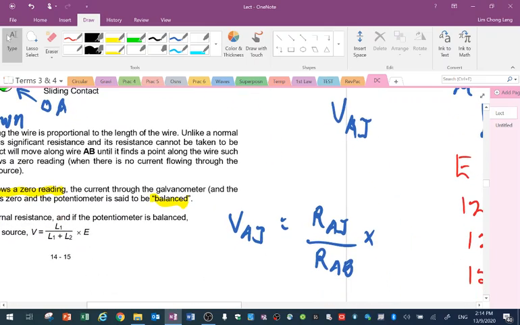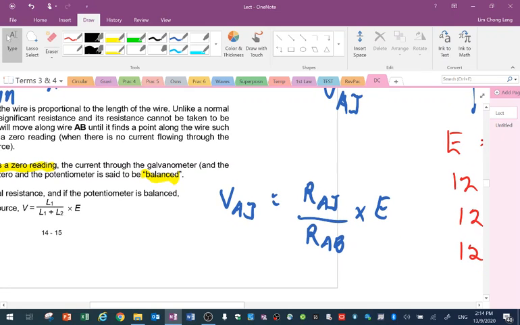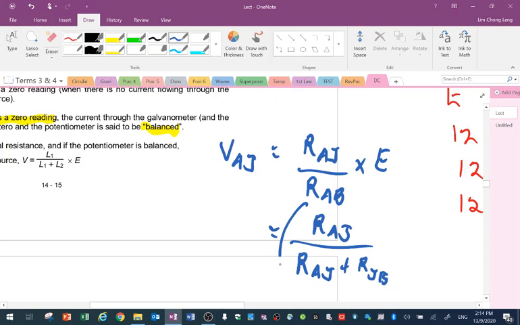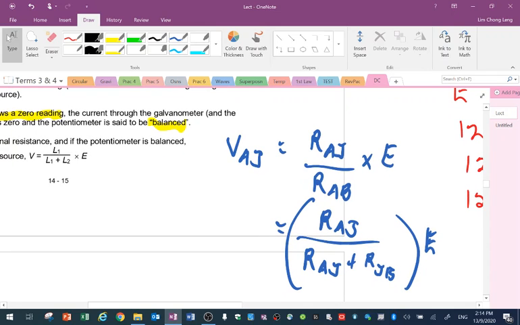E. Now, if I write it like this, you may find it not familiar. Maybe I can modify this part to make it look more familiar. So I write RAJ over RAJ plus RJB. So this time it looks more familiar, right? So then this formula is therefore similar to this one.